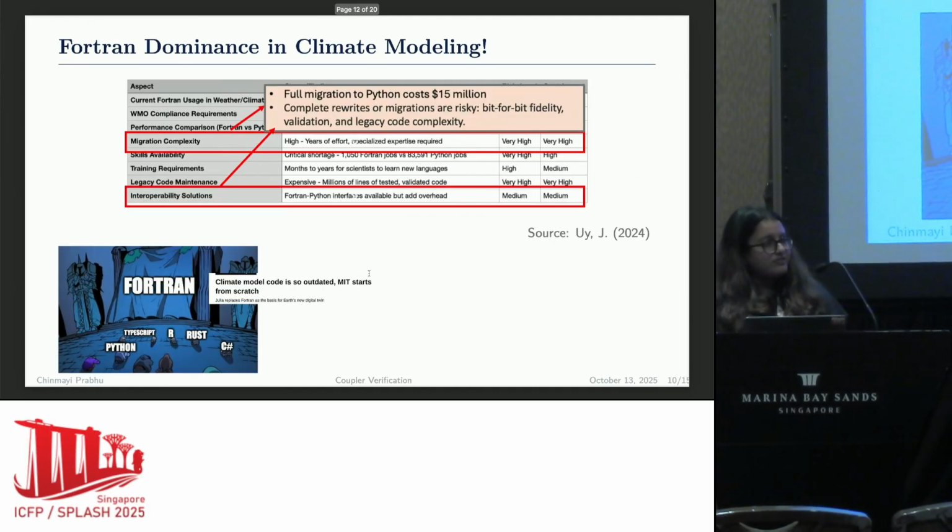Now we have to address the elephant in the room, which is the Fortran dominance in climate modeling. Los Alamos laboratory published a report saying that if you were to migrate all the Fortran modules to Python, it would take approximately $15 million and several years of work. And still, it doesn't guarantee bit-to-bit reproducibility, and there can still be a lot of numerical mismatches. So there is no 100% guarantee that the migration will hold the validated legacy code that Fortran has guaranteed so far for us.